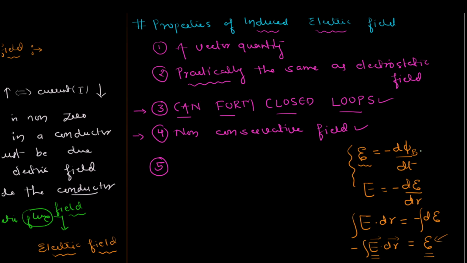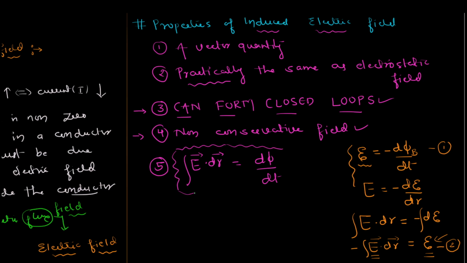Anyway, now look at this equation. Let me call this equation 1, and this one equation 2, right? If I combine these two, I can in fact write that integral E dot dr is equal to d phi by dt. So you can in fact calculate the induced electric field using this expression right here. You can calculate using this expression, right? So yeah.